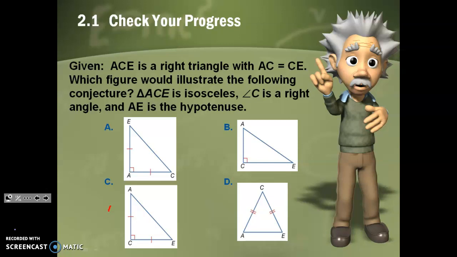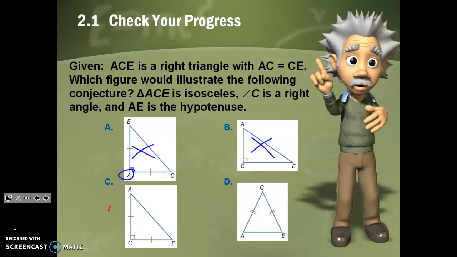Real quick here, which one goes with this statement? Go ahead and read those through. See if you can isolate it. As you play along with this, if you just take one statement at a time, A is isosceles. Well, B is not an isosceles triangle, so you can throw that one out right away. Angle C is a right angle. Well, angle A is the right angle, that one, so that one's out.